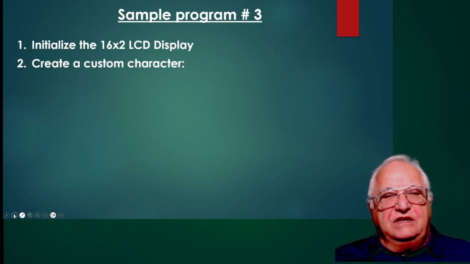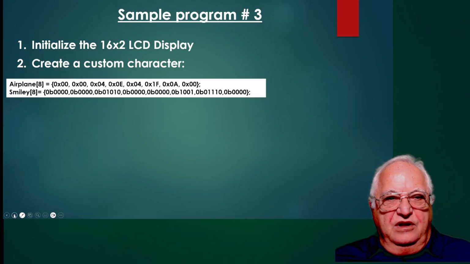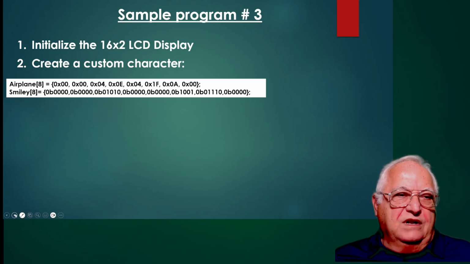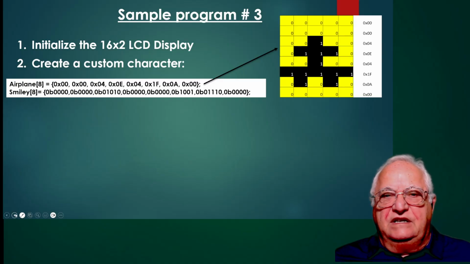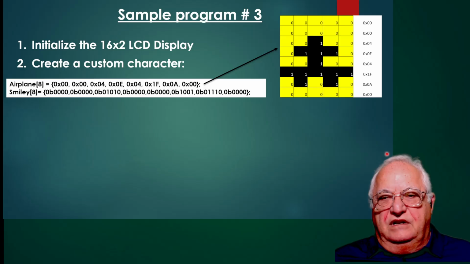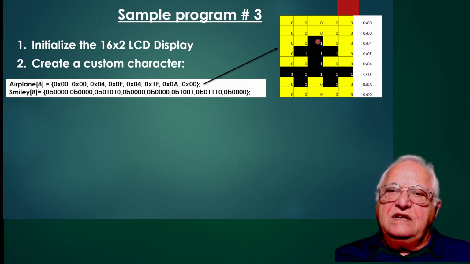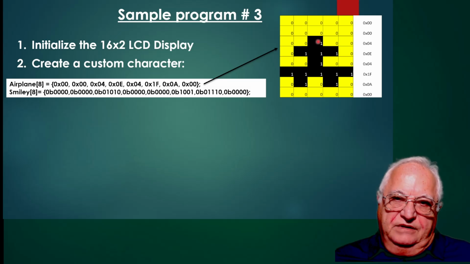Next, we have to create our custom characters. We're going to create 2 custom characters. One I call aeroplane, the other one I call smiley. Let's see how I decided to create the aeroplane. The first line is going to be all zeros. Now where I have a 1, that's where things are going to light up.